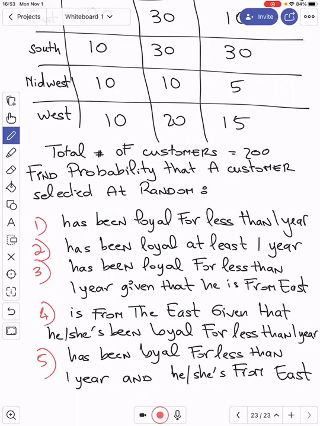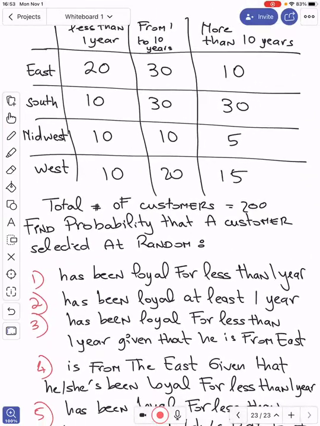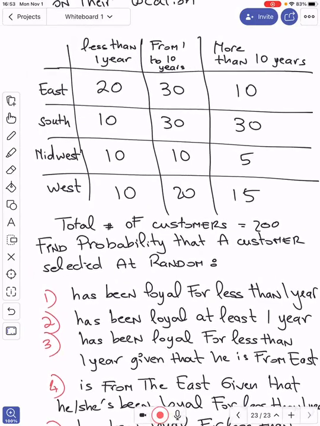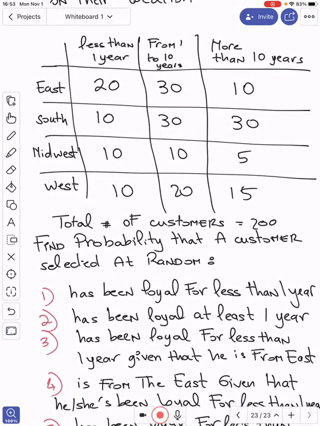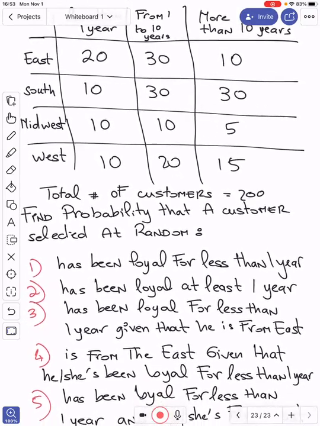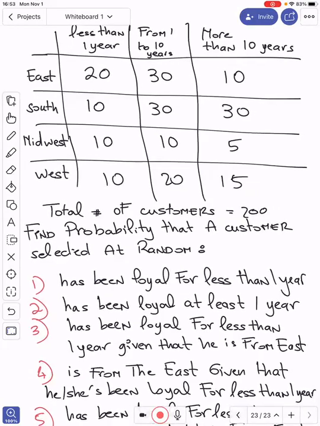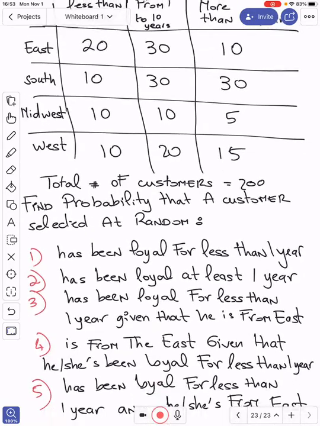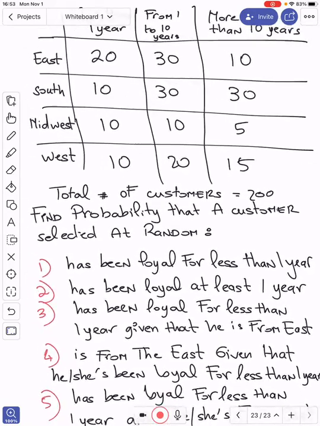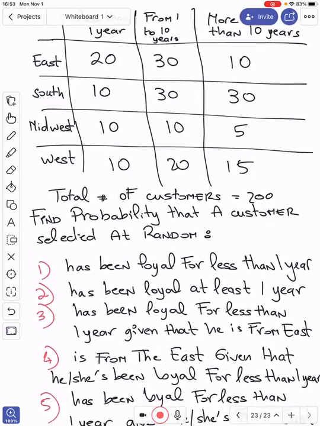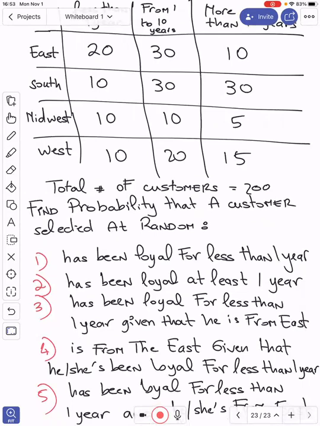Okay, Layla, let's see. So you are saying 25% for number one. 25. Yes, very good. Number two, has been loyal at least 1 year. So that's 75%, absolutely. Given that he's from the East. Yes, very good, Layla. Yes, that's correct.